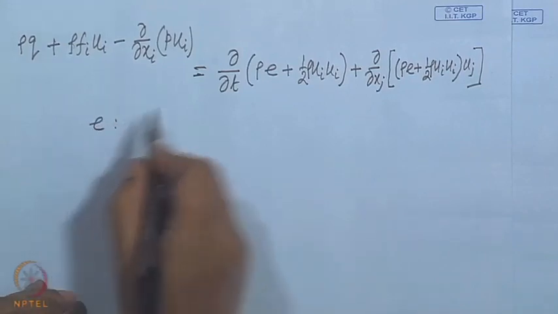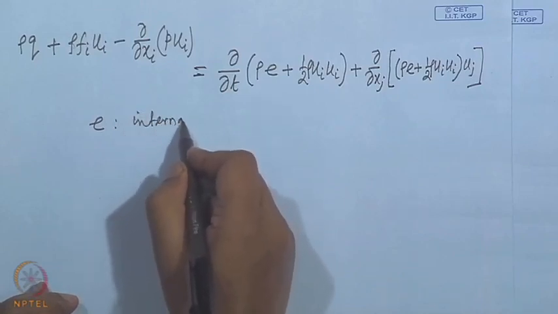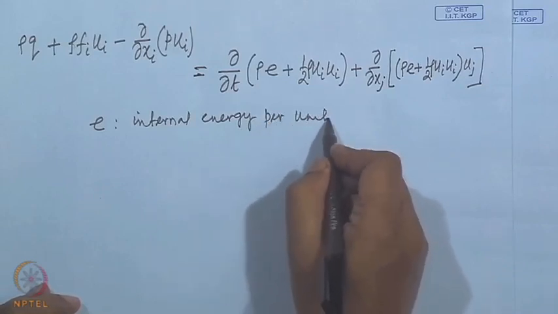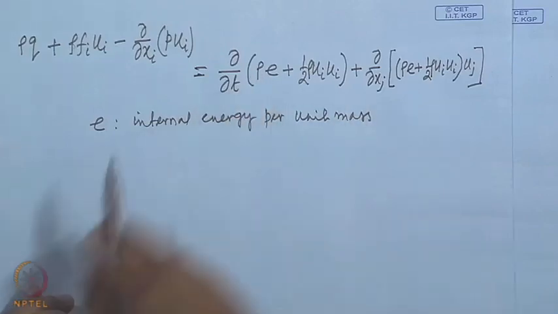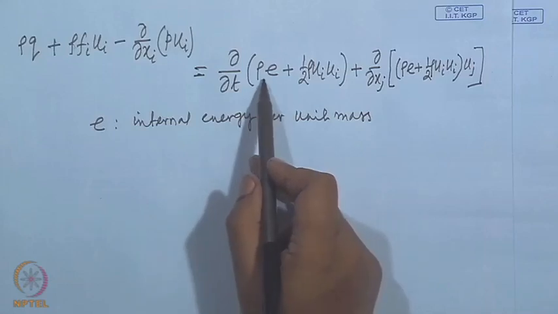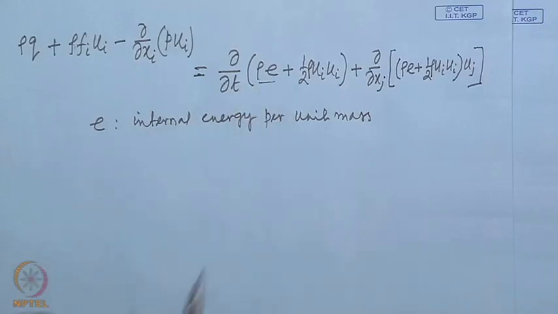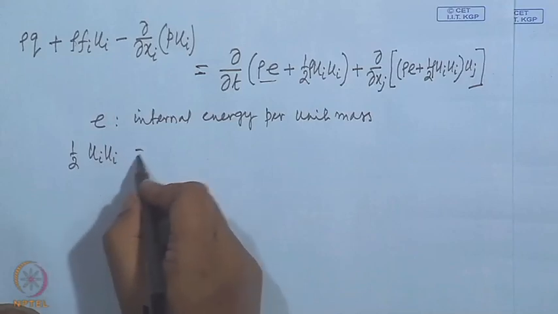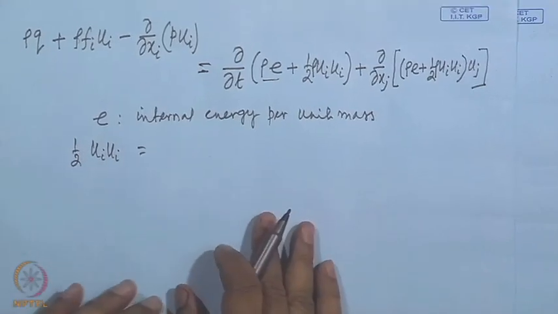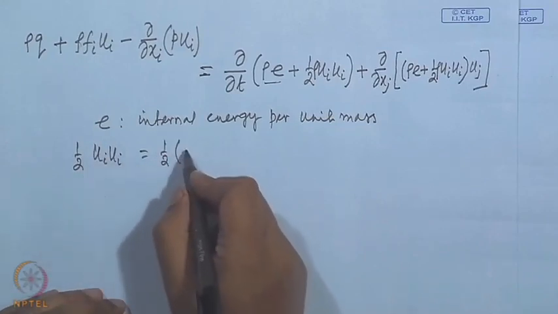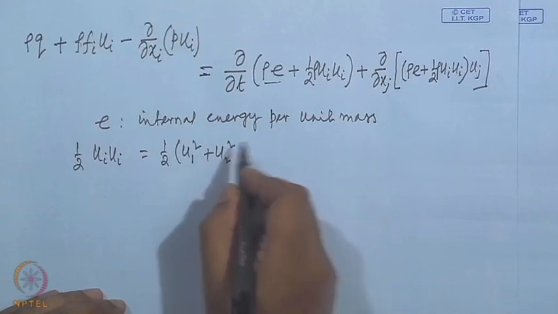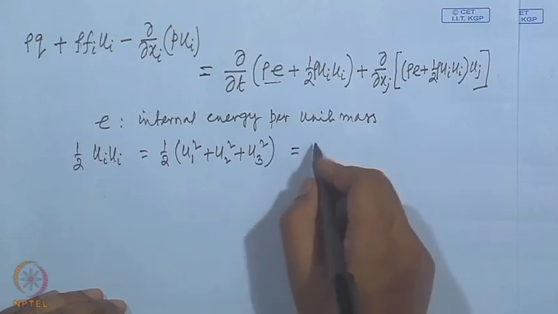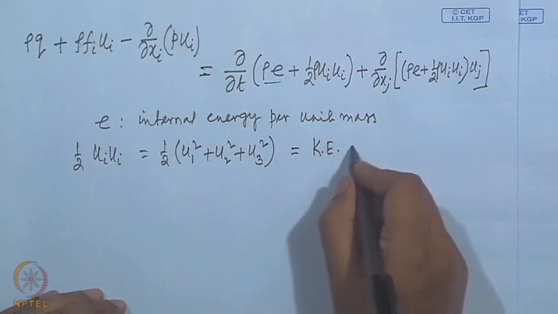Here, e is internal energy per unit mass, which multiplied by the mass per unit volume gives the internal energy per unit volume, rho e, and half u i u i, which due to this Cartesian tensor notation becomes half of u 1 square plus u 2 square plus u 3 square, is the kinetic energy per unit mass.